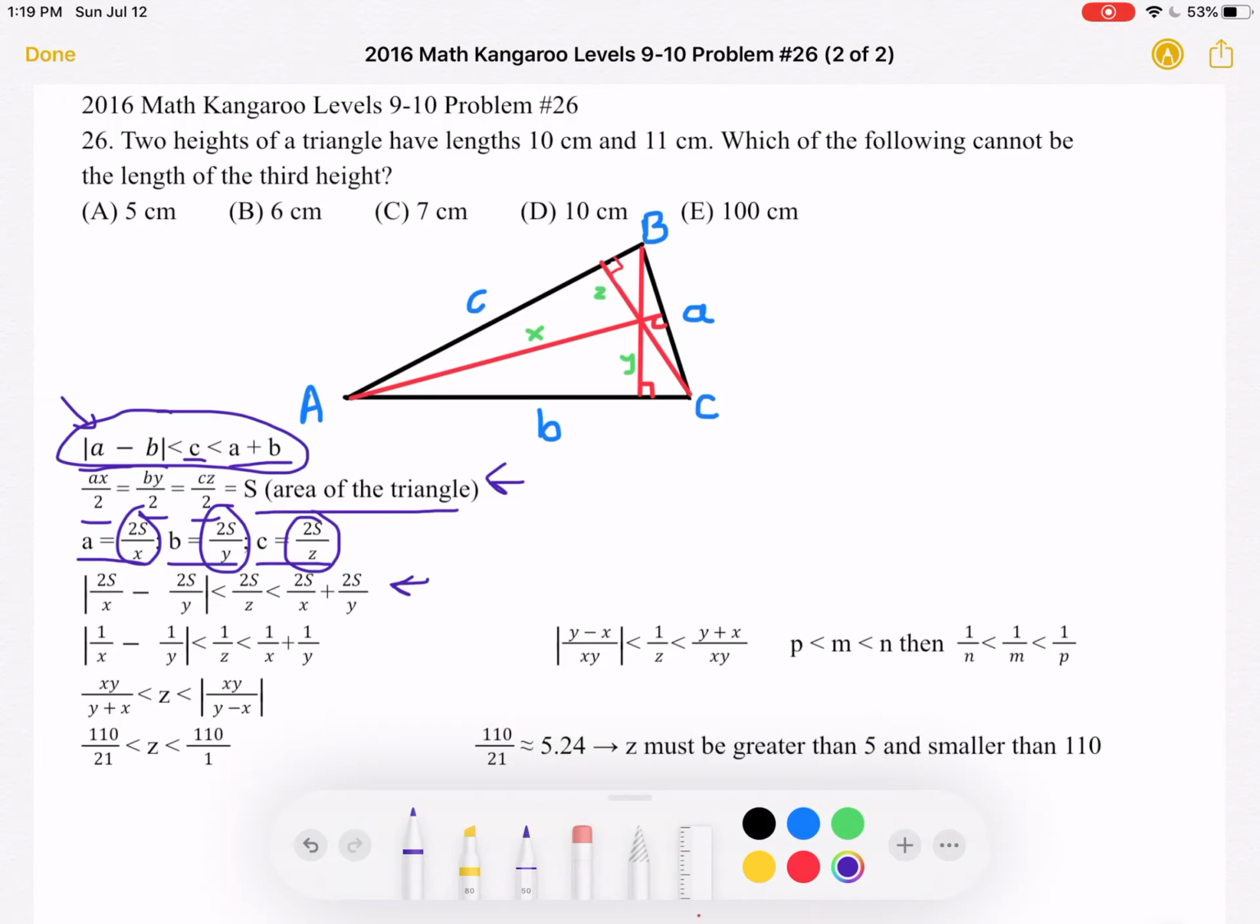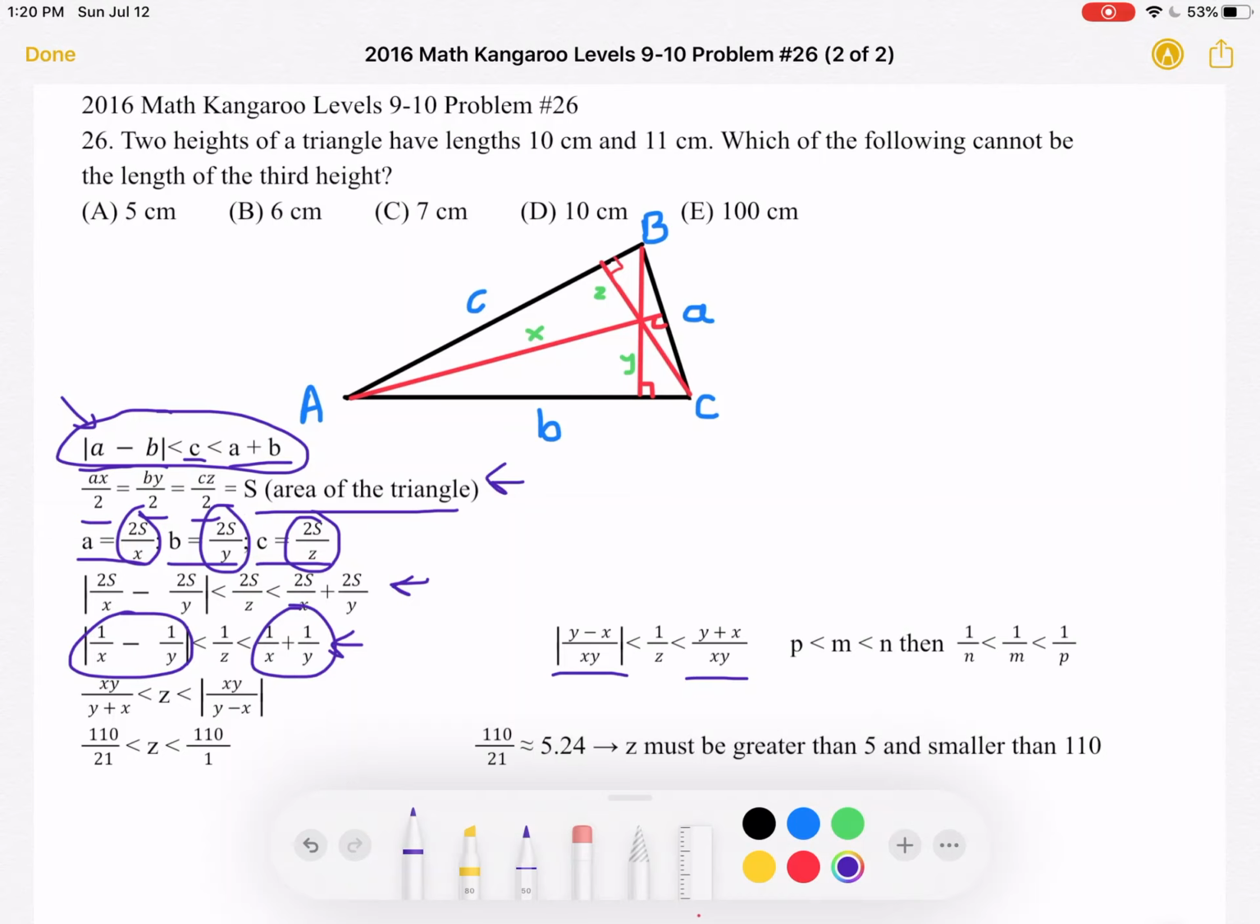As you can see, we have 2S as the numerator in all of these fractions. So we can simplify that and get 1 for the numerator for all of them, as you can see in this step. Next, we can combine the two fractions in order for them to be easier to work with. Simplifying this, we get y minus x over xy, and then this becomes y plus x over xy.